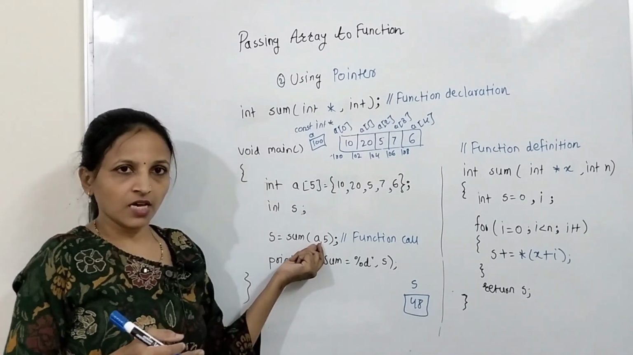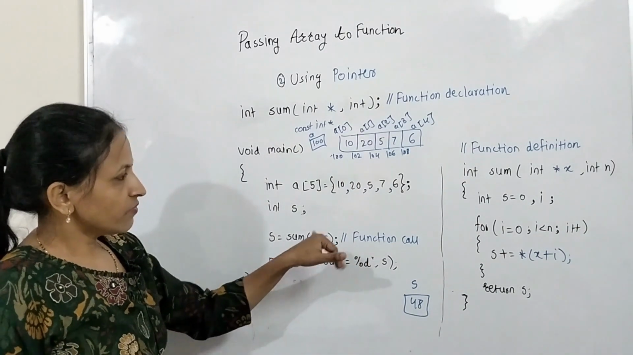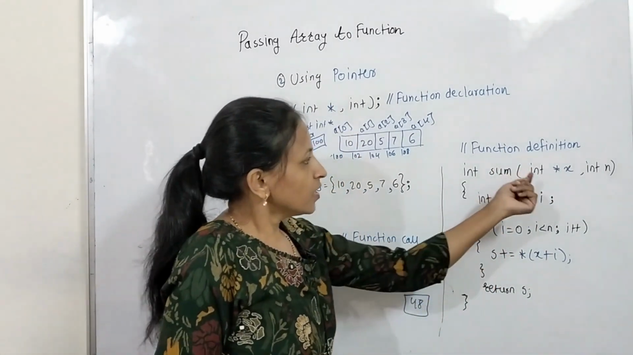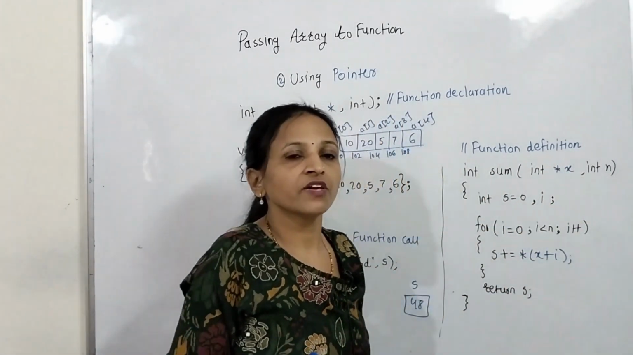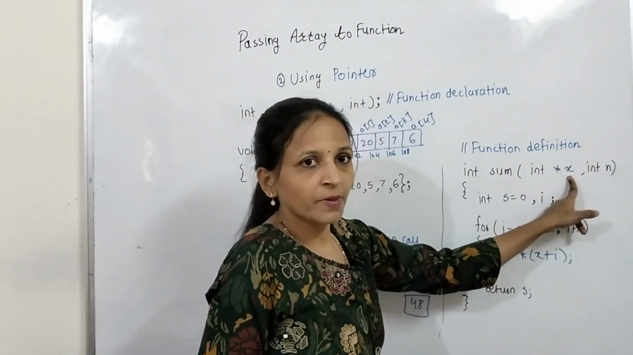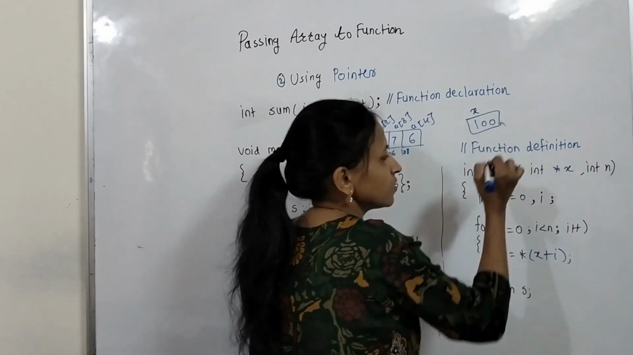That's why I am passing A here and comma 5. Now here again, whenever we call this function, what will happen inside this function definition? See, here we are passing an address, that's why to catch that address only a pointer variable is capable. So we have declared one pointer variable x. Now x will hold that address 100.